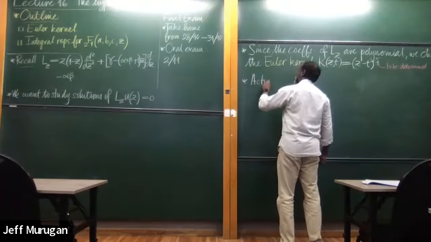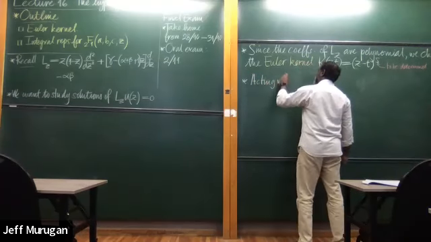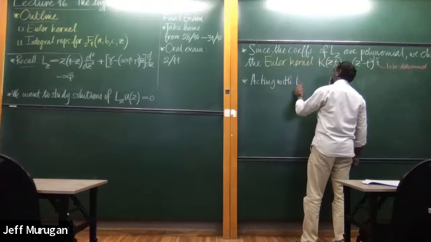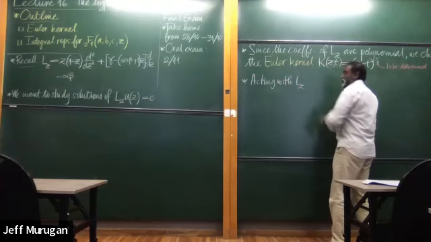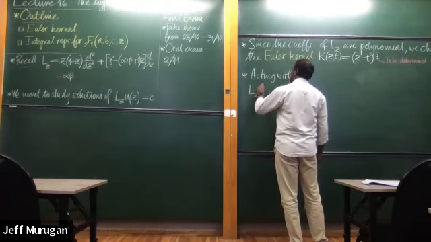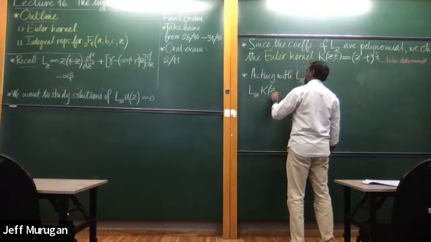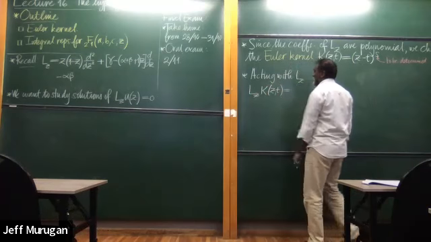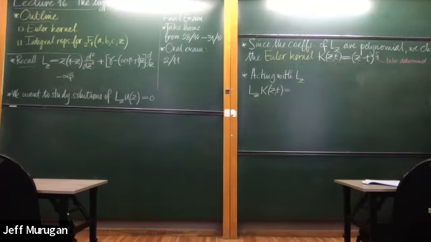So acting then with LZ on K of z, t gives the following. What I've done here is I've acted with each of these terms in the differential operator, and then I've repackaged my result so that I organize in descending powers of Z, and I'll pull out any common factors.